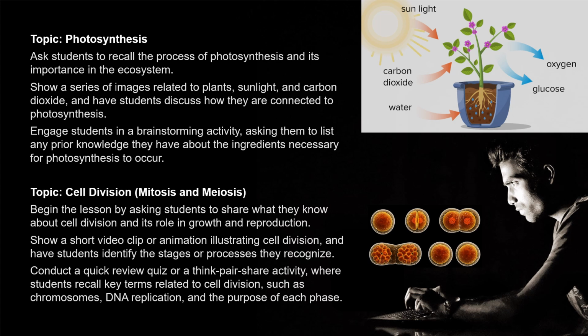Topic: cell division, mitosis and meiosis. Begin the lesson by asking students to share what they know about cell division and its role in growth and reproduction. Show a short video clip or animation illustrating cell division, and have students identify the stages or processes they recognize. Conduct a quick review quiz or a think-pair-share activity where students recall key terms related to cell division, such as chromosomes, DNA replication, and the purpose of each phase.